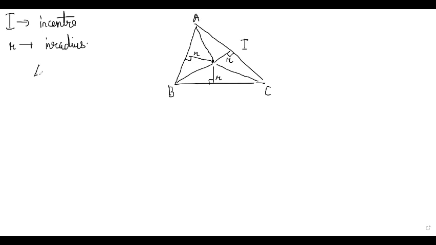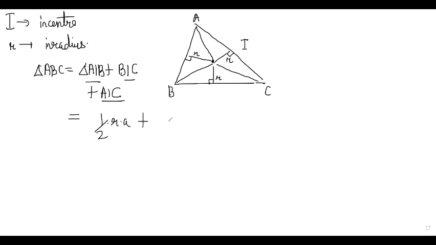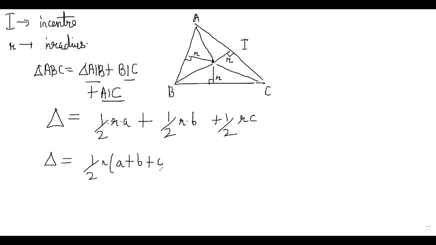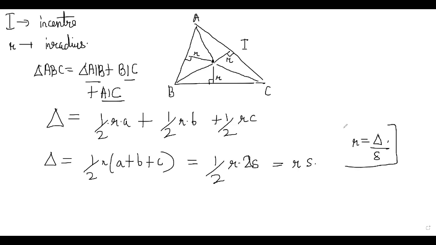So you can say triangle ABC is made up of triangle AIB plus BIC plus AIC. And each triangle's area, you can say, is half into R into A plus half into R into B plus half into R into C is equal to delta. And delta will be equal to now half R into A plus B plus C, and A plus B plus C is 2S. So half R into 2S, and this becomes R into S, right? So you get R is equal to delta by S. So that is one version of the formula.